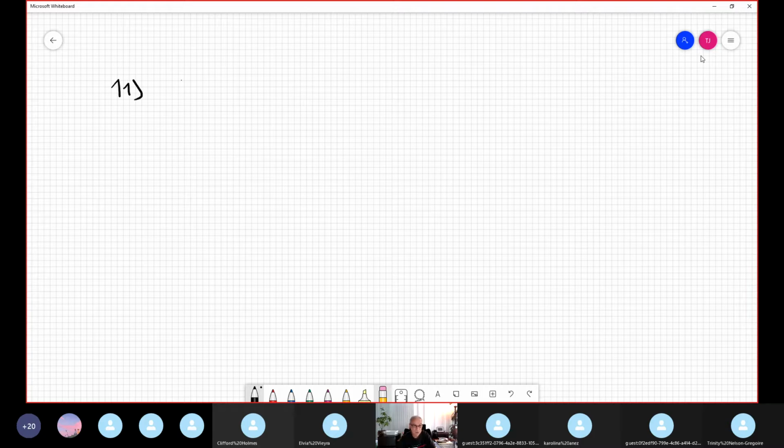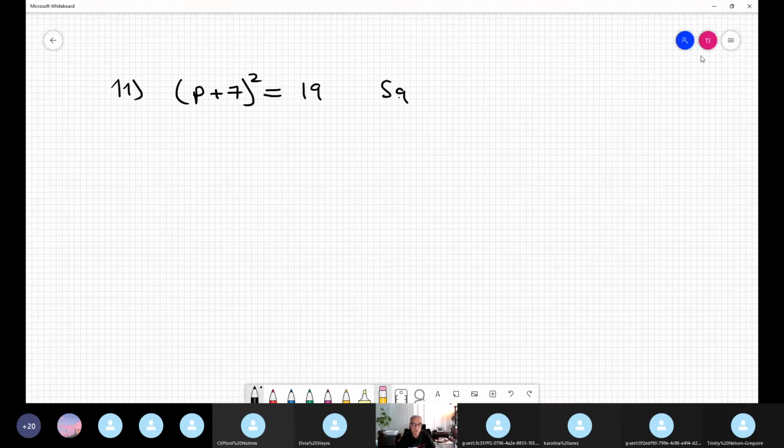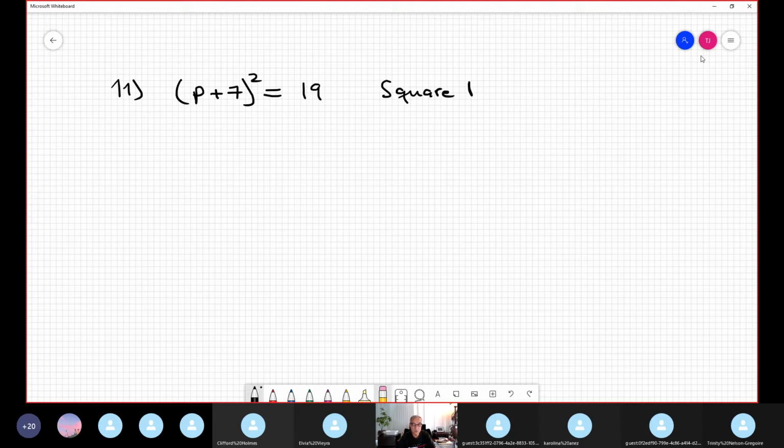11 is parenthesis p plus 7 squared equal 19. Okay, this is classical, apply a square root. How do you know? Well, because somebody, not me, did the factorization here. I take advantage of this. You apply a square root here, both sides.